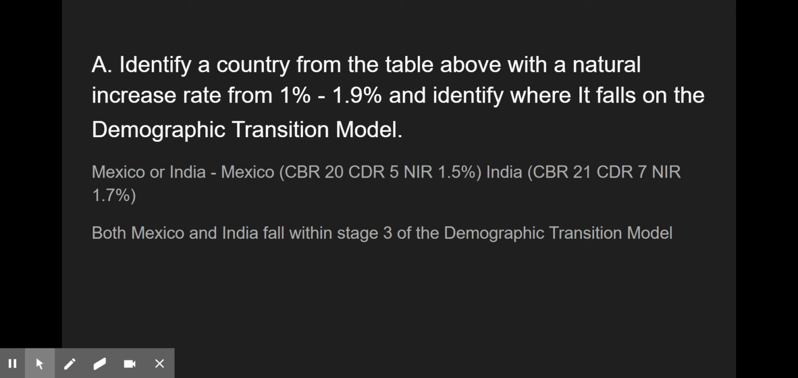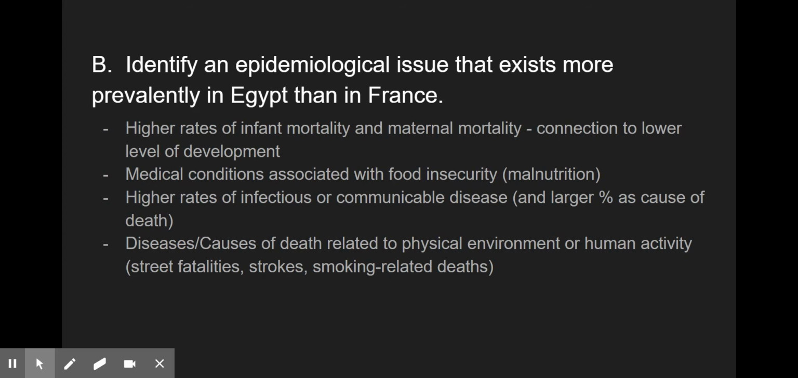So there were 2 half points available in this question. The first one was the correct identification of the country. The second one was the correct identification of the DTM stage. So if you got a half point in this one, that's why.